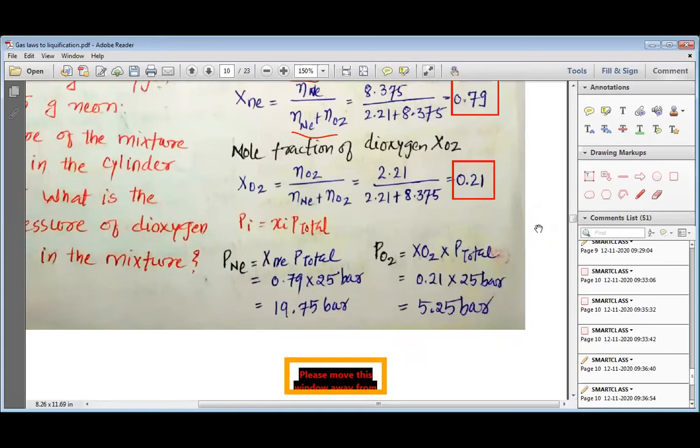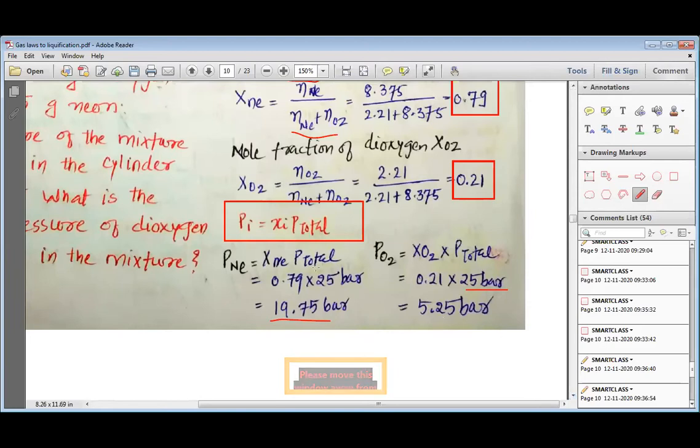We can write Pi is equal to Xi into P total. So by using this, we can write P Ne is equal to X Ne into P total, and P O2 is equal to X O2 into P total. For X Ne we can write 0.79. P total is 25 bar. So we get the answer as 19.75 bar. Same way for oxygen, X O2 is 0.21 and P total is 25 bar. So finally we get 5.25 bar as the final answer.